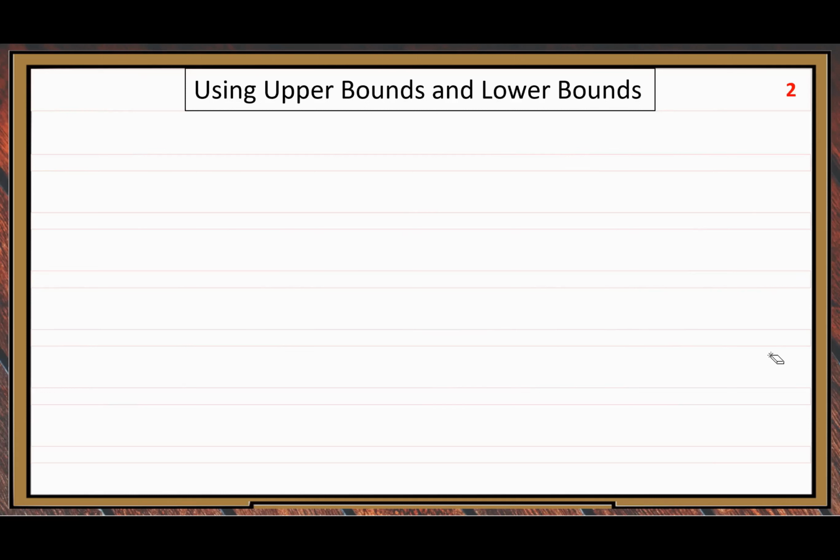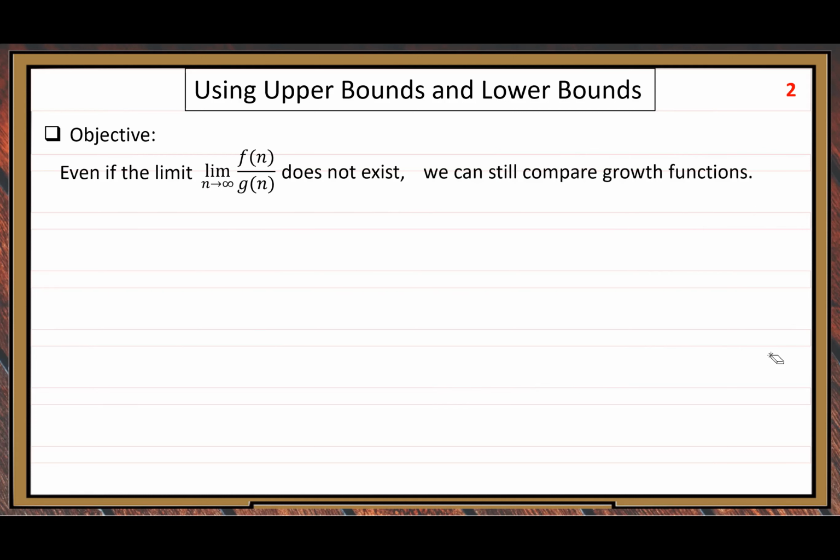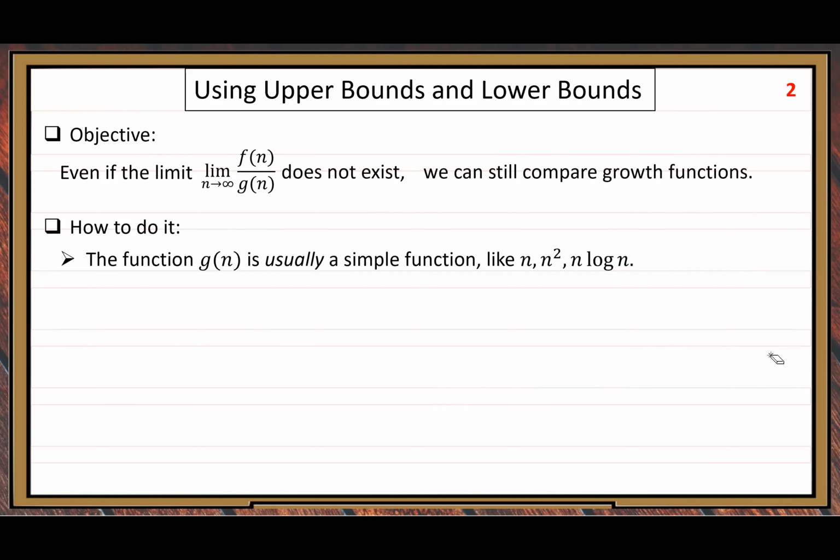Consider the new method using upper bounds and lower bounds for the comparison. Objective: even if the limit of this ratio does not exist, we can still compare two growth functions. We just get around that limit way. All right, so how to do it?